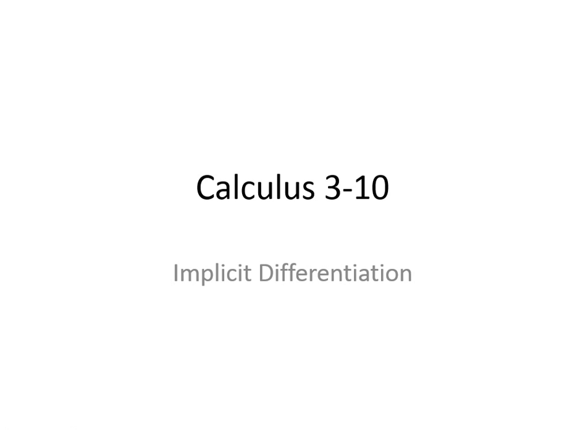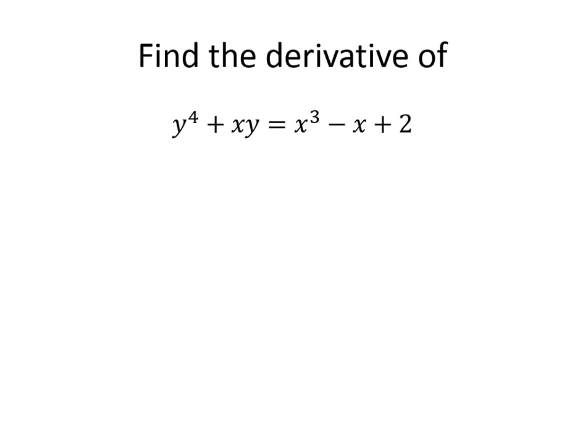Alright, so what we're going to be looking at now is something called implicit differentiation. Implicit differentiation is what you use when you get an equation like this. If you're asked to find the derivative of y to the fourth plus xy equals 3x cubed minus x plus 2. As you see, what we've been dealing with mostly has been like f of x is equal to x squared plus 2x, only one variable.